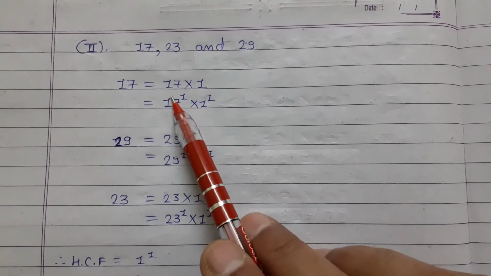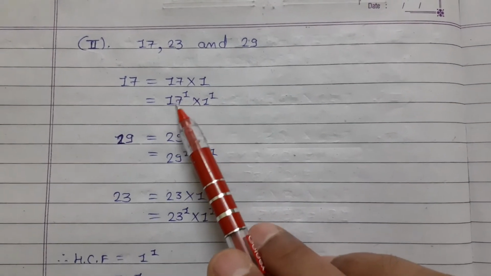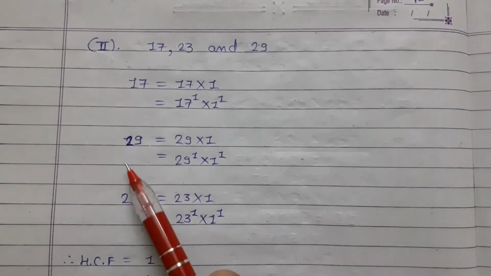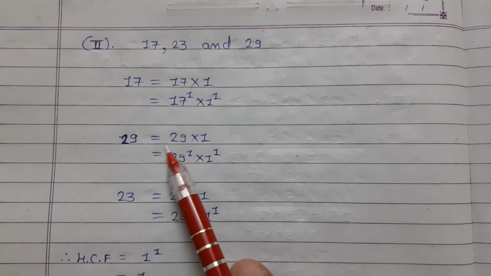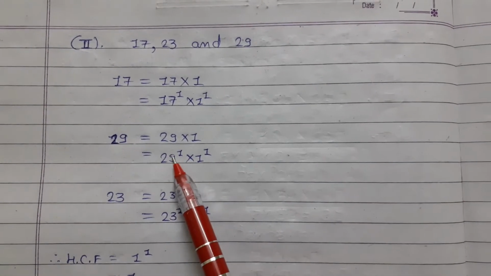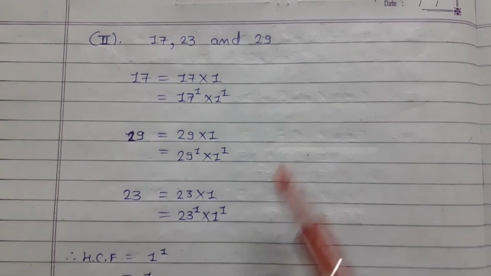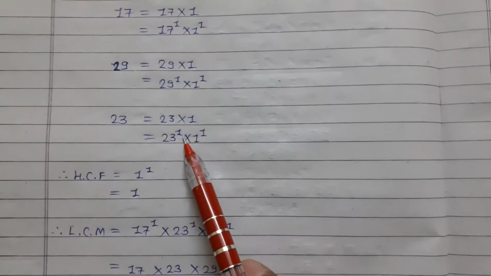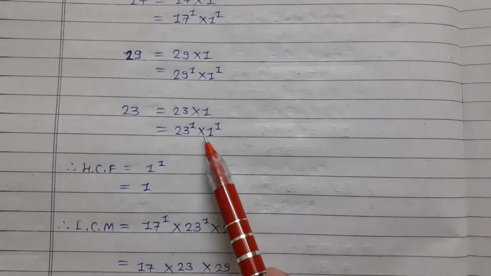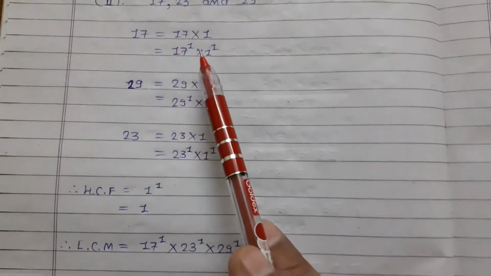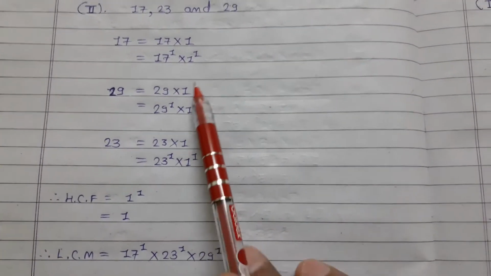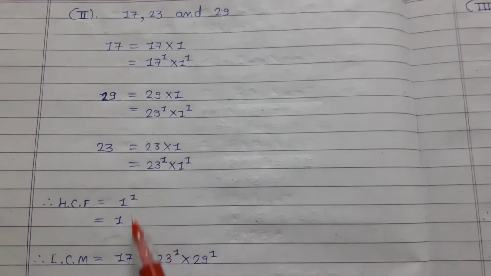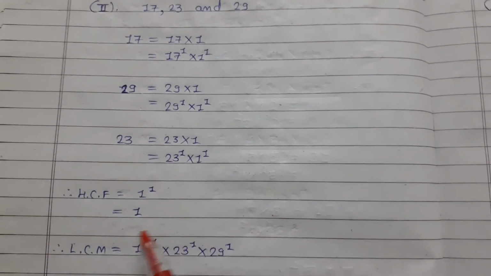So we are taking 17 is equal to 17 into 1, that is 17 raised to 1 into 1 raised to 1. 29 is also a prime number, therefore 29 ones are 29 raised to 1 into 1 raised to 1. Here 23 is also a prime number, therefore 23 into 1, 23 raised to 1 and 1 raised to 1. So in all the three cases nothing is common, but whenever nothing is common, 1 is always present, therefore 1 raised to 1.